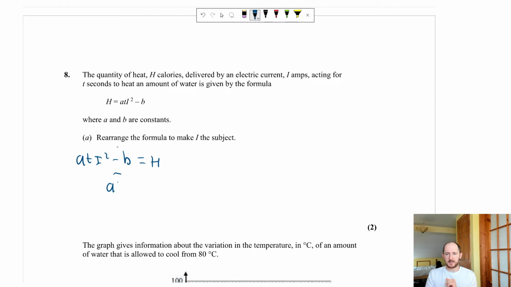So if I add b to both sides, I get h plus b equals At squared. Now I'm going to get rid of anything that is attached to t, but you want to get rid of the times first. You want to do this squaring thing absolutely last. So divide both sides by A to get h plus b over A equals t squared.